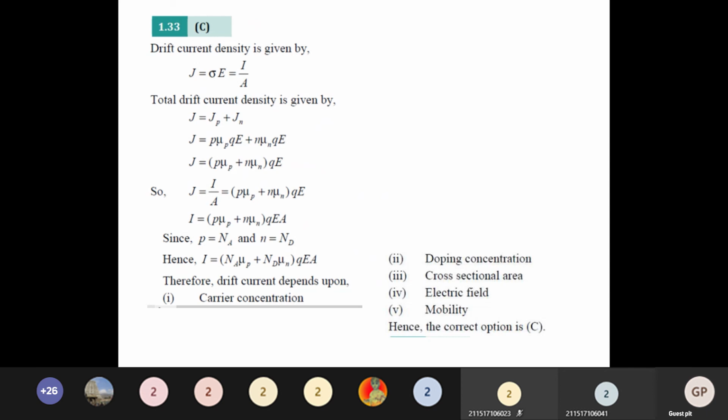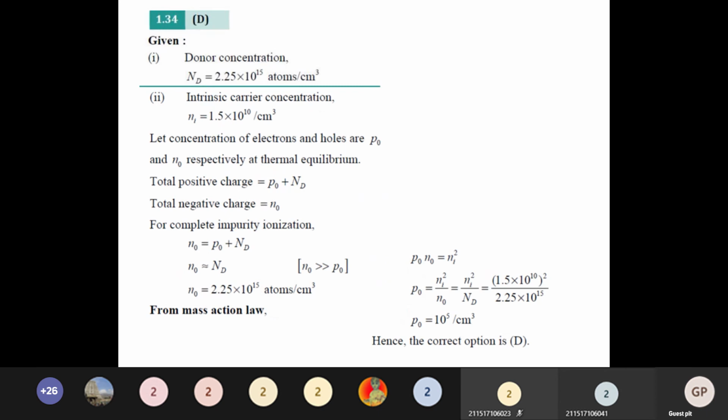So drift current depends on carrier concentration, doping concentration, and then cross-sectional area A, electric field, mobility, all of this. So we are writing all that. This is the concept we are having.